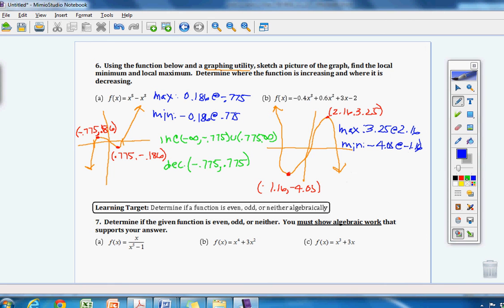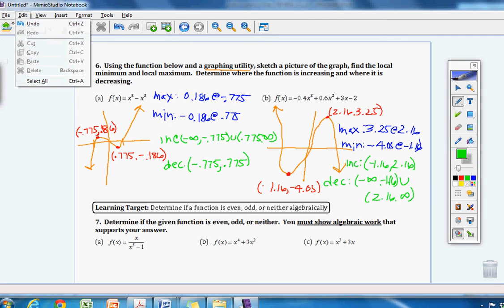And then increasing and decreasing. I'm increasing from here to here, decreasing on the other sides. So for the increase, the interval, again, is what's going on in the x-axis. We're reading the domain or the interval. So from negative 1.16 to 2.16. And then I'm decreasing from negative infinity to negative 1.16 and 2.16 to infinity.